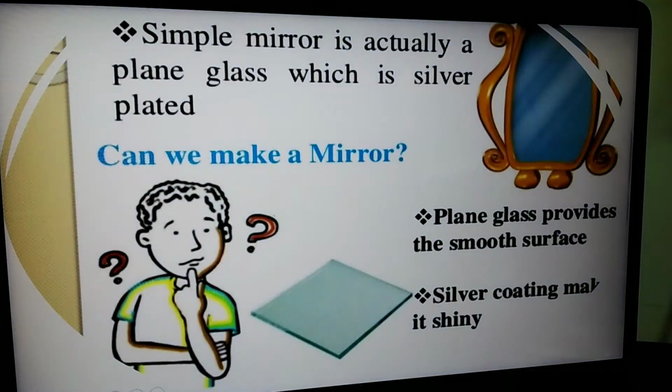Next, a simple mirror is actually a plain glass which is silver plated. Can we make a mirror? Plain glass provides a smooth surface, and silver coating makes it shiny.